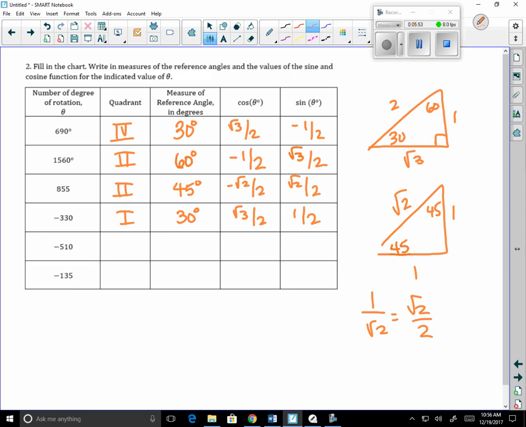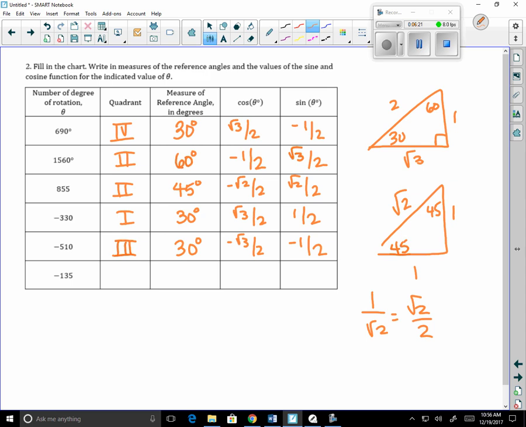If I do negative 510 plus 360 a few times, I get 210. 210 is in quadrant 3. This is one of those cases where sine and cosine are both negative. 210 has a reference angle of 30. So I have the same values I got for the last one, and these expressions are going to be the same. They're just both negative. And again, I could get them from that triangle.